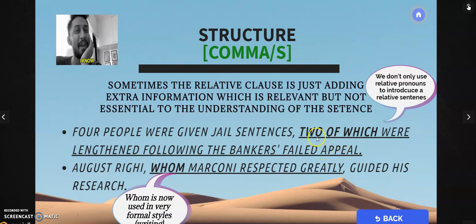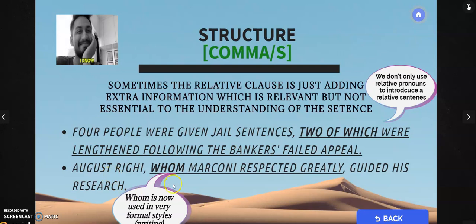Well, as you can see, 2 of which is not really a relative pronoun, it is a relative phrase, right? But we don't have to use relative pronouns necessarily, or not only, okay? This is something that we cover in the second video, right? Relative sentences can be introduced either by a relative pronoun, as we have seen in this first part of the video, or by relative adverbs or phrases, okay?